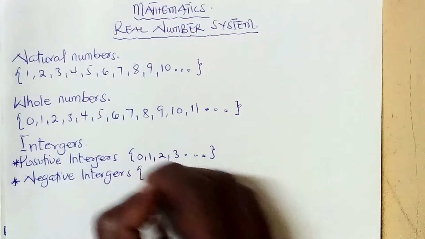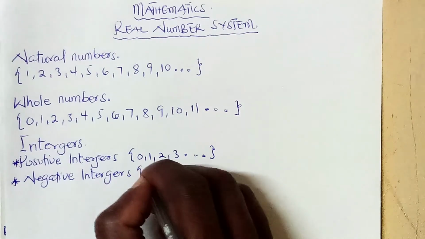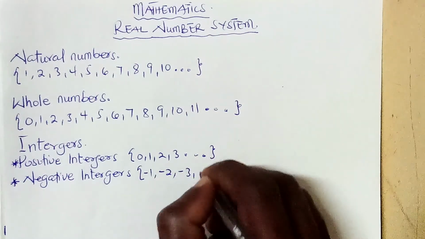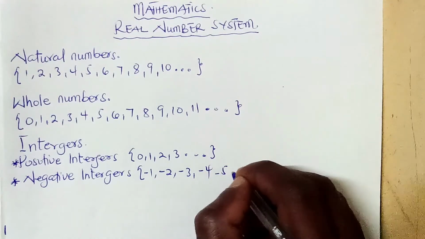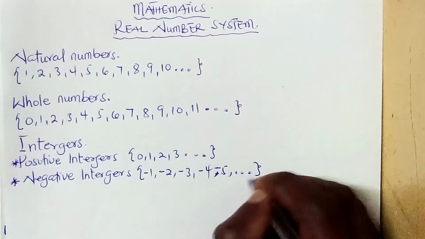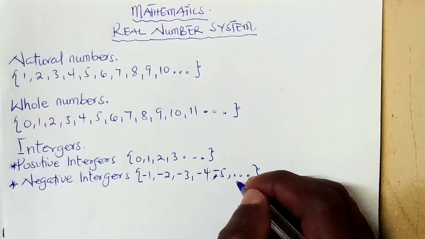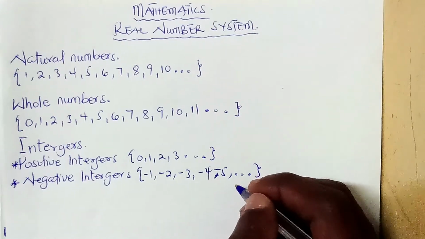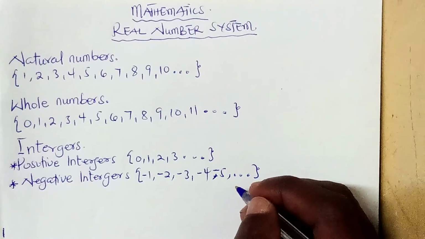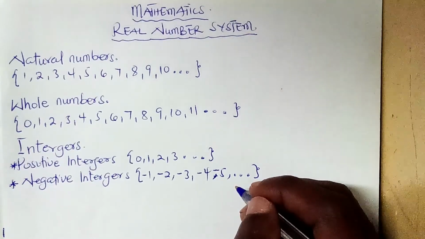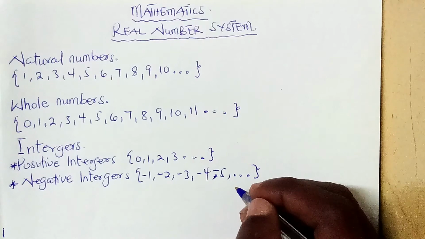are -1, -2, -3, -4, -5 to infinity. Negative whole numbers begin from -1 and it decreases with that order. -1 is the highest negative integer, and so as it goes, it decreases. Positive integers begin from 0, and as it goes higher, it increases.